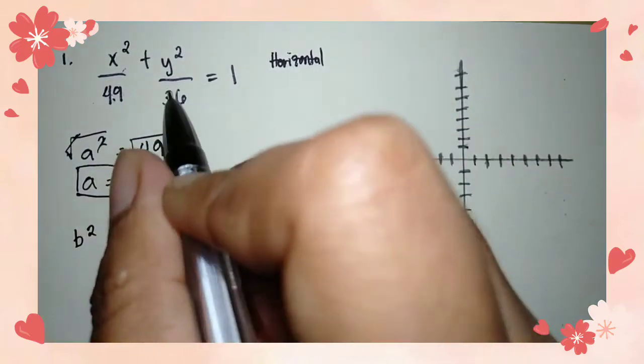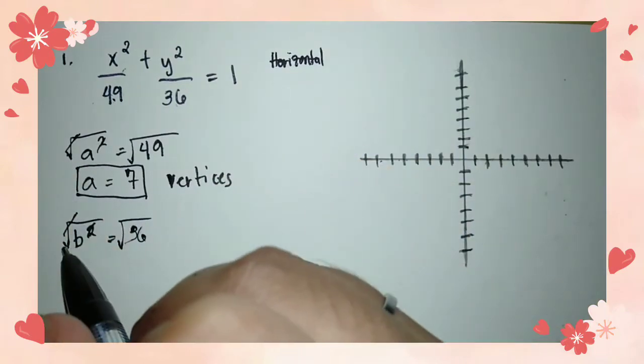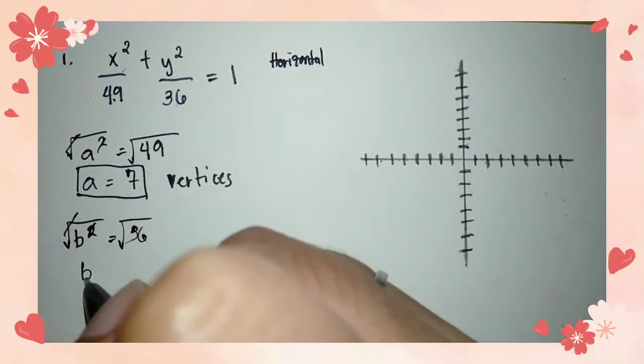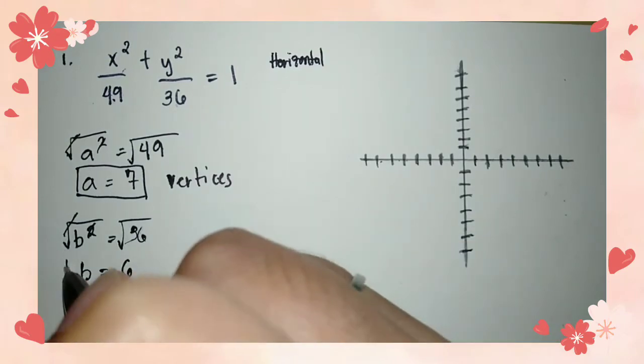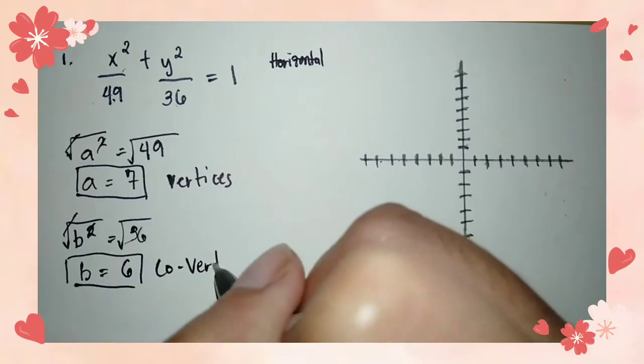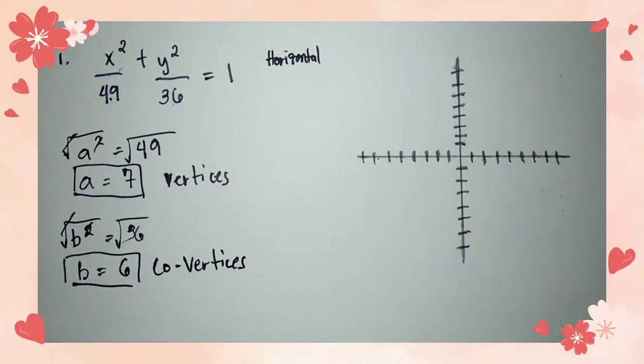We have B squared is equal to 36. And then extract square root, cancel, then B is equal to 6. So si B naman yung mag-identify ng ating co-vertices, okay? And the next thing to do is to find C.